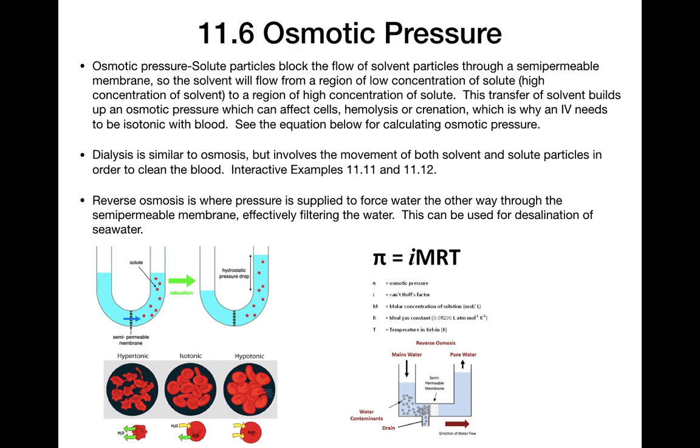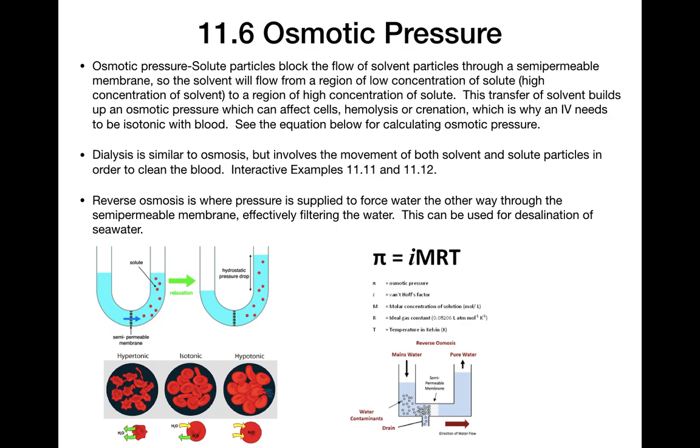Dialysis is similar to osmosis, but with dialysis, your dialysis tubing actually allows not just water or solvent to pass through, but also solute particles. So with dialysis, you actually pass the blood through the dialysis tubing, but outside the dialysis tubing, you have a dialyzing solution that has similar concentration of water and solute in it. It just doesn't contain the contaminants. So as a result, the contaminants are going to leave through the dialysis membrane at a faster rate than they return, and that will slowly and effectively clean the blood. Interactive examples 11.11 and 11.12 are going to talk about osmosis and dialysis.